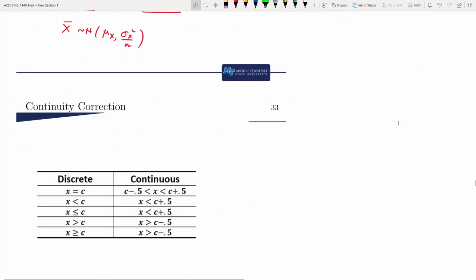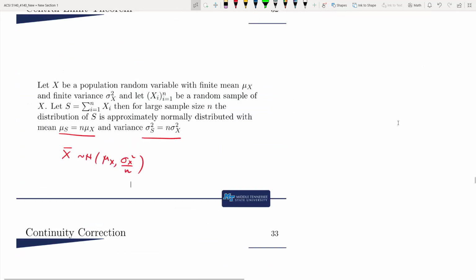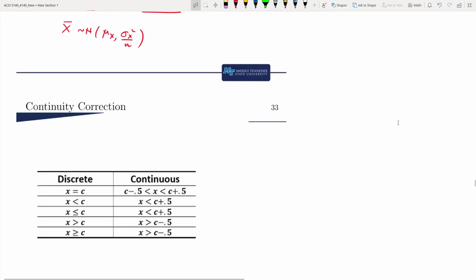Sometimes you can use the normal distribution to approximate the binomial distribution. By the way, the binomial distribution is discrete. So when you want to approximate a binomial distribution, you need to do the continuity correction. For example, how do you calculate the probability X equals c if X is binomial, using normal approximation? In order to do that, you have to use this continuity correction.